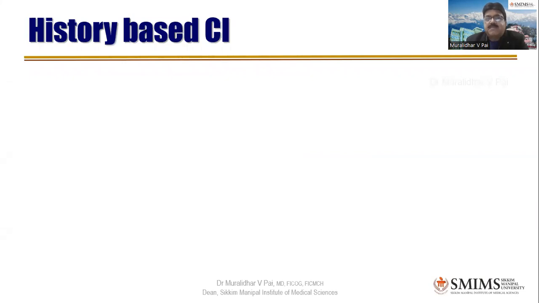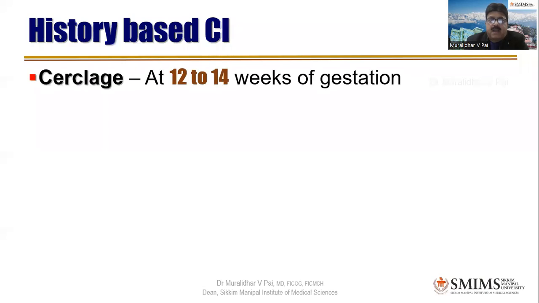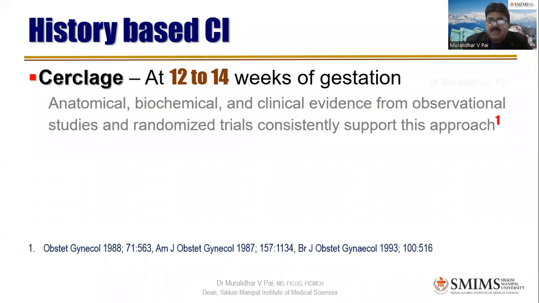First is history-based cervical insufficiency. There are three main categories. First category is history-based cervical insufficiency. Cerclage at 12 to 14 weeks of gestation is the best answer. Okay, so there is no doubt in that. Because anatomical, biochemical, and clinical evidence from observational studies and randomized trials consistently support this approach. So as you can see, there are a lot of studies, right from 87, 88, and 93. This is old, done and dusted. That's why you don't see any recent papers on this.